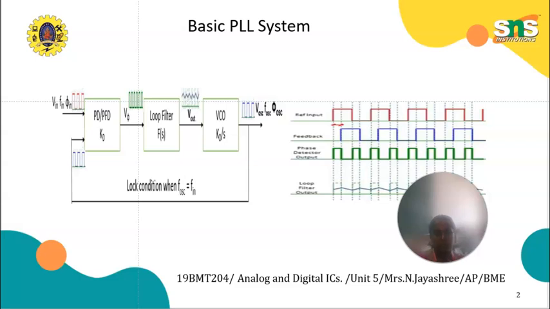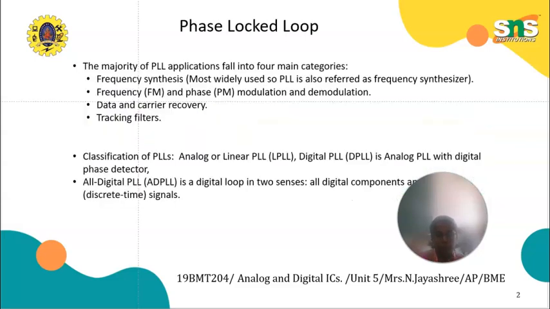So this is the basic PLL system. The first is the block diagram, PD and PFD, the second is the loop filter, and the third is the voltage controlled oscillator. Lock condition: when the oscillator frequency is equal to the input frequency, that is the lock condition of the PLL. Whenever the oscillator frequency matches the input frequency, it will lock the phase lock loop. Amplitude, frequency and phase modulation and demodulation are done with phase lock loops.